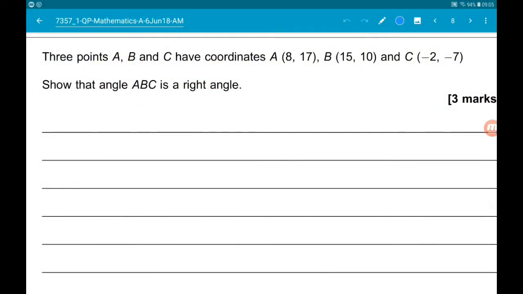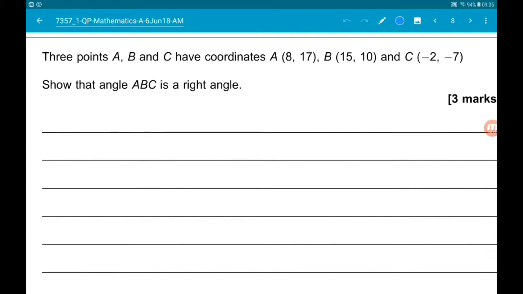Okay, question 7 is much nicer than question 6. We have coordinate geometry. So, 3 points A, B and C have coordinates (8, 17), (15, 10) and (-2, -7). We want to show that angle ABC is a right angle.